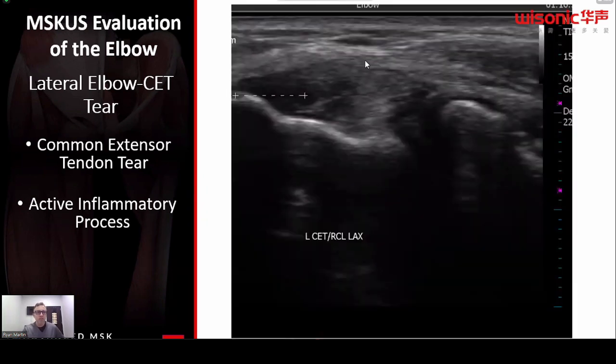Here's an RCL and common extensor tear. You can see right off the bone here, it's retracted. This was in one of the clinics that Colin was in. They detected this one. I believe this one was operative and had great results.